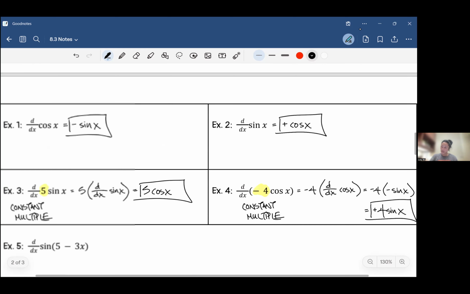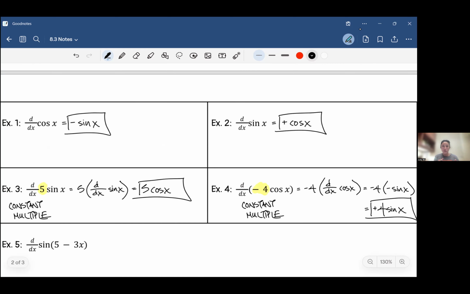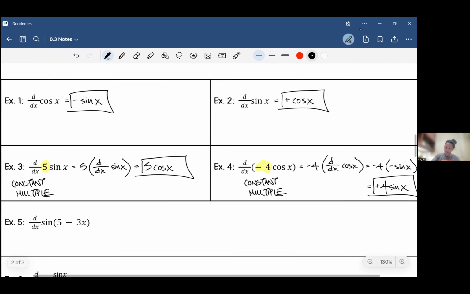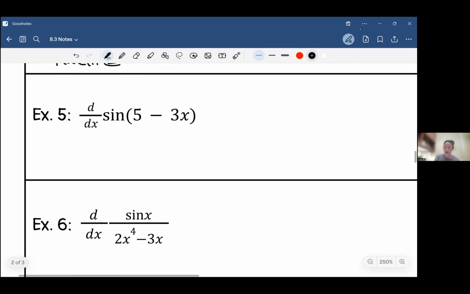So there are our examples 1, 2, 3, and 4, looking at just the basic rule, layering on the constant multiple rule. Now the next 4 examples are going to dive a little bit deeper, but here's what I don't want us to worry about. Don't worry about simplifying, but worry about choosing the right rules off the get-go. So let's take a look at example 5.